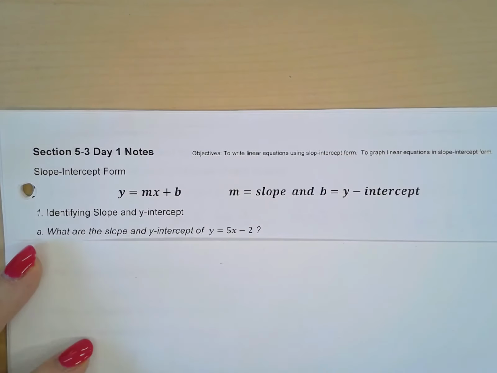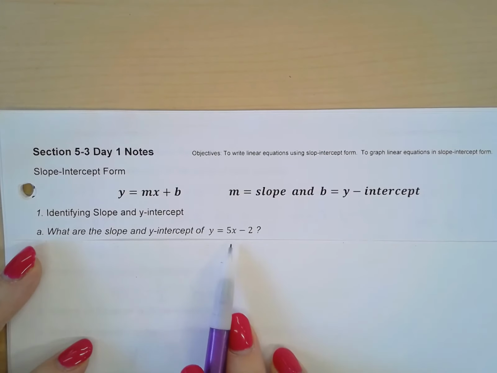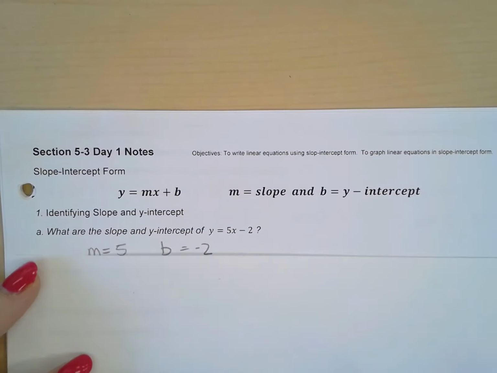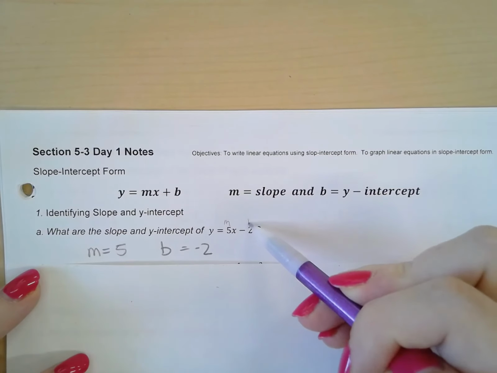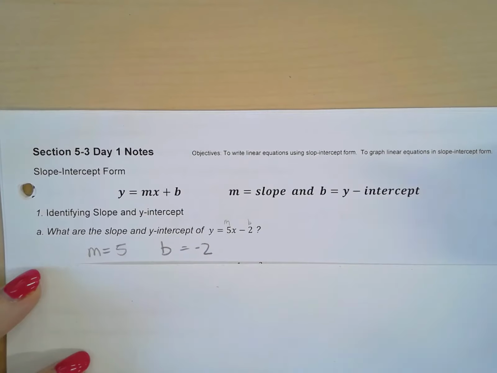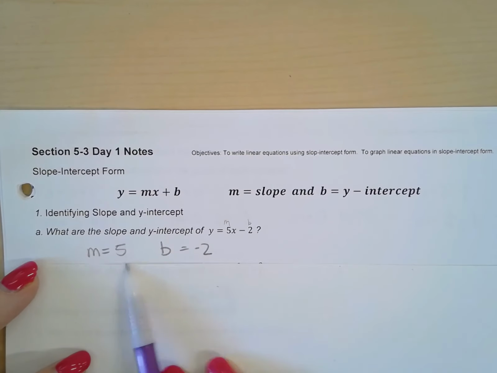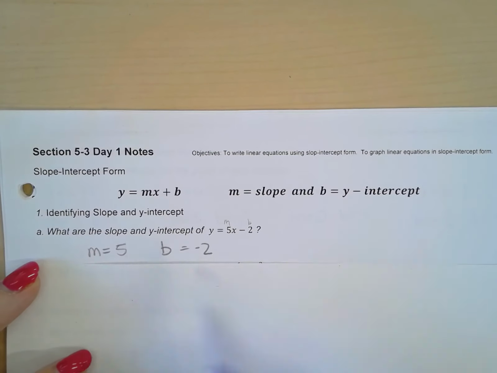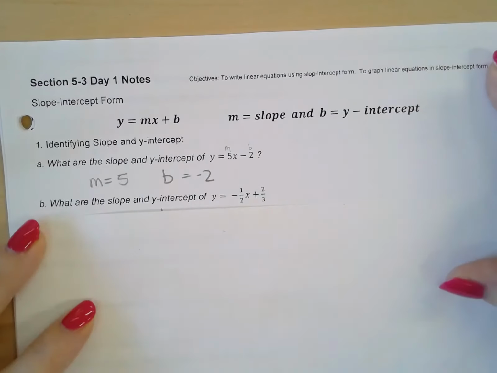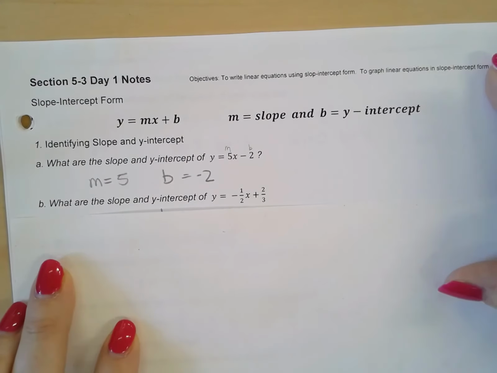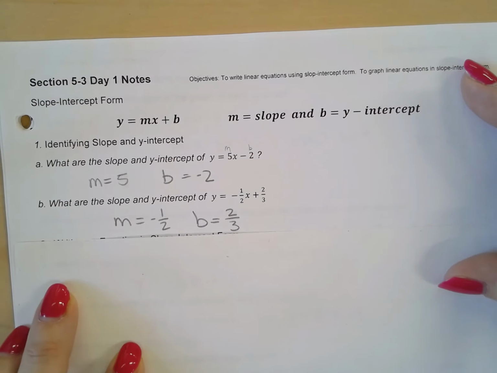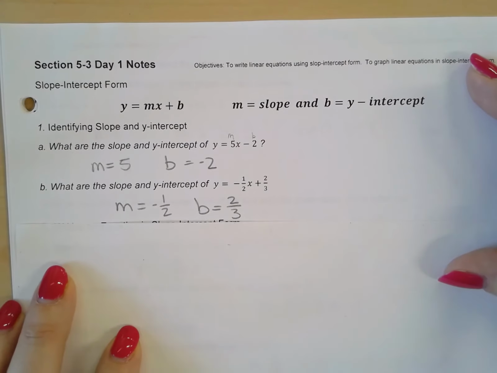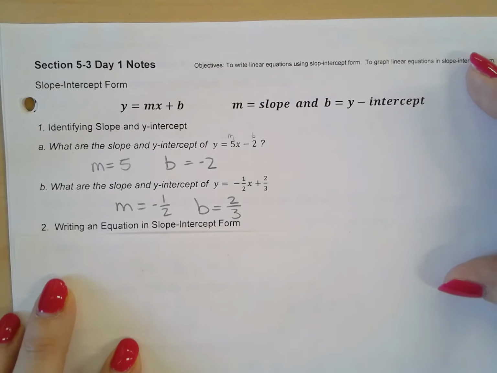It says, what are the slope and the y-intercept of y equals 5x minus 2? The slope is the number in front of the x, and the y-intercept is the number without the x. So m would equal 5, the slope would equal 5, and the y-intercept would be negative 2. Letter B. What are the slope and y-intercept of y equals negative 1/2 x plus 2/3? Again, the number in front of the x is negative 1/2, and then the y-intercept would be 2/3.